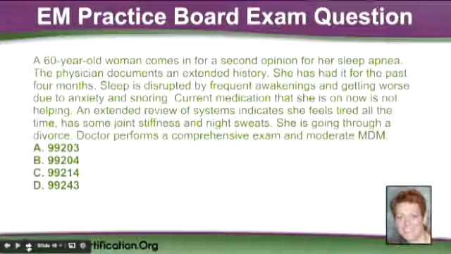So here's the question. A 60-year-old woman comes in for a second opinion for her sleep apnea. The physician documents an extended history. She's had it for the past 4 months. Sleep is disrupted by frequent awakenings and getting worse due to anxiety and snoring. Current medication that she is now on is not helping. An extended review of systems indicates she feels tired all the time, has some joint stiffness and night sweats. She is going through a divorce. Doctor performs a comprehensive exam and moderate medical decision making.